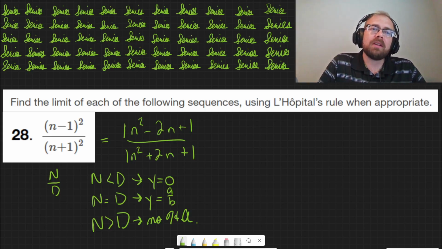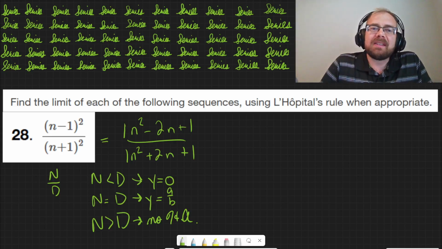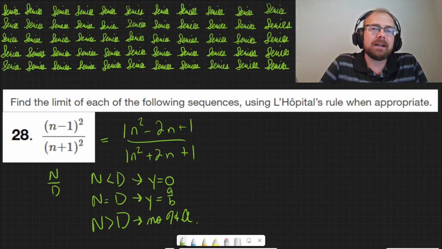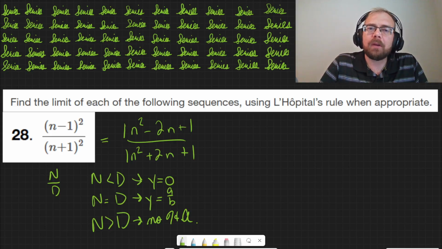If you wanted to use L'Hopital's rule, you could, but nothing would cancel, like I said, because it's (n minus 1) squared on the top and (n plus 1) squared on the bottom. So just don't try to do anything funny like that. If you did use L'Hopital's rule, you would end up with 2 over 2, which is 1. You'd have to take the derivative twice to get there.